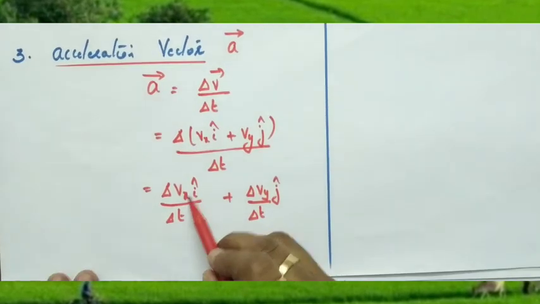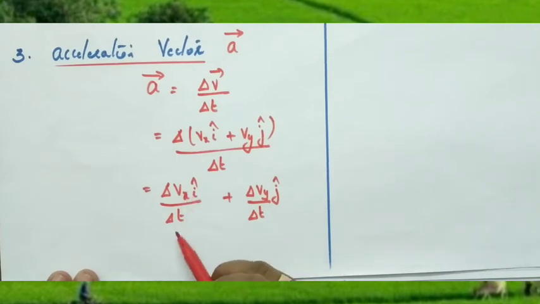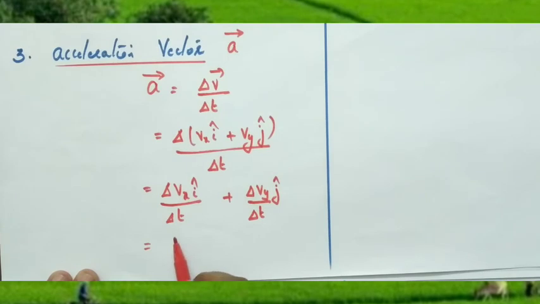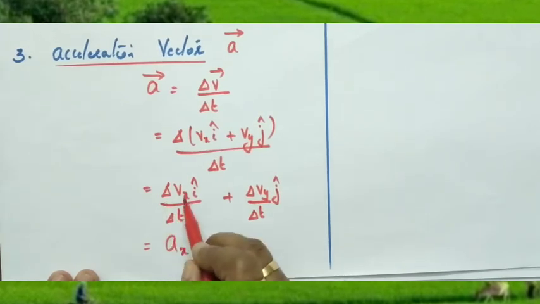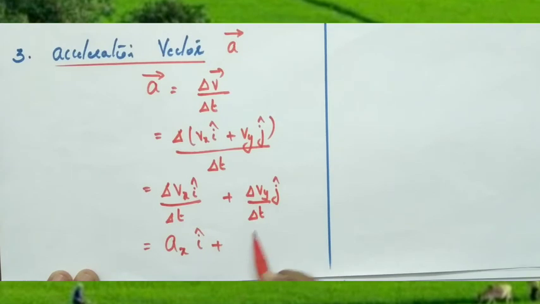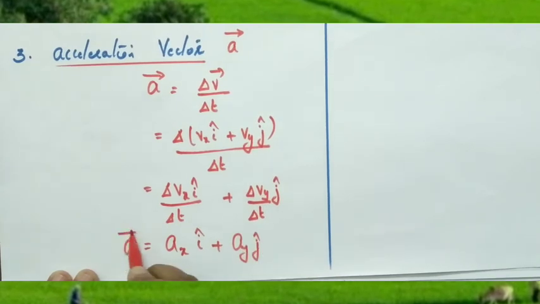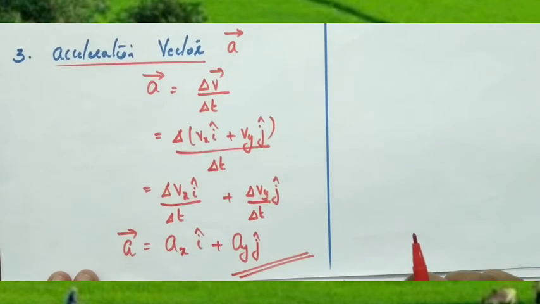What is this delta vx by delta t? Change in velocity along the x direction divided by time. That is actually the acceleration. Change in velocity divided by time is acceleration. Since it is along the x direction, we can represent it as ax i cap, plus delta vy by delta t is ay j cap. So acceleration can be written as vector a equals ax i cap plus ay j cap. This is the representation of acceleration in vector form.